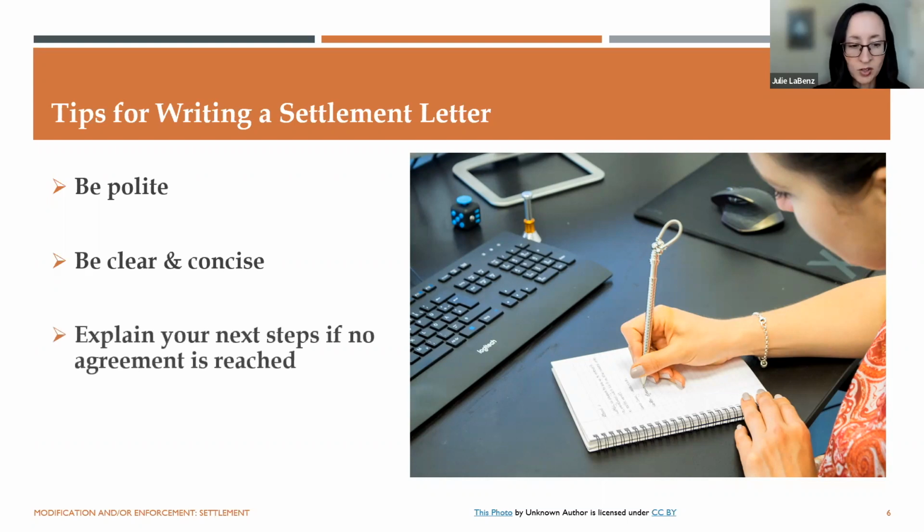Also, explain your next steps if no agreement is reached. And this can actually apply both ways. You can explain the next steps if an agreement is reached. In other words, okay, if we're in agreement, we'll put this into a stipulated order and file it with the court, and it's a done deal. On the other hand, if we don't resolve these issues, then I'm going to file court papers by such and such date. And we can take this to the court, we can explore mediation or have the judge decide.